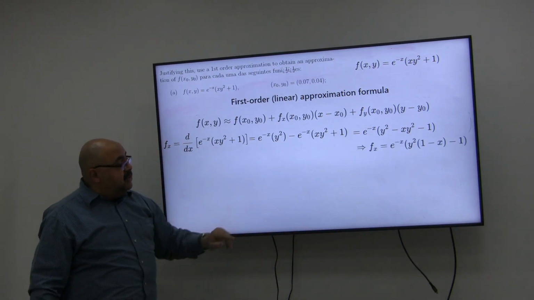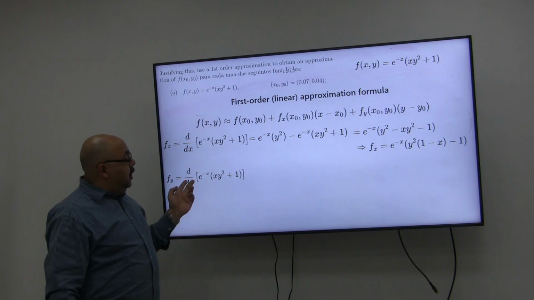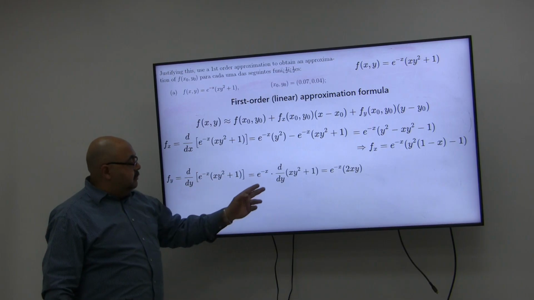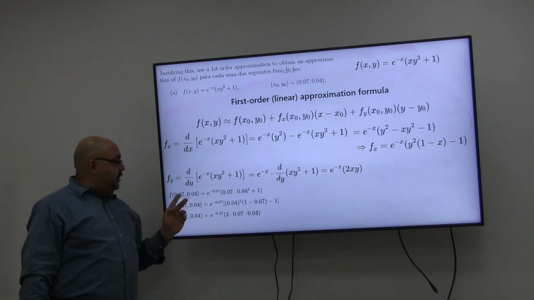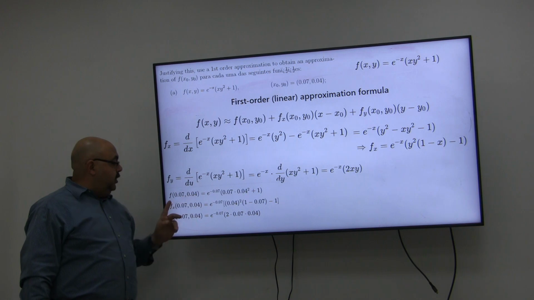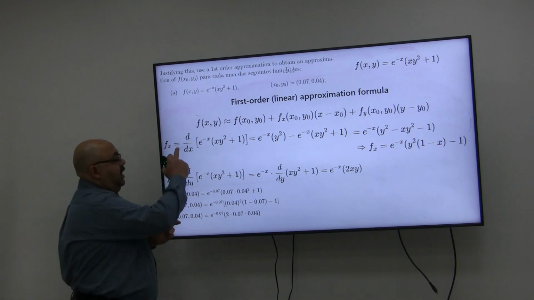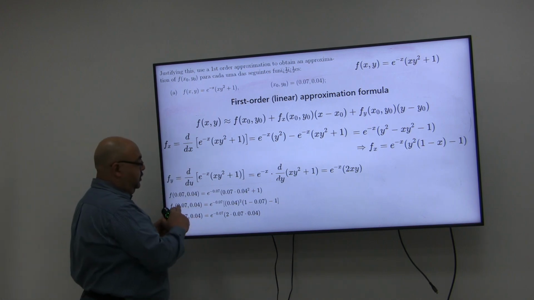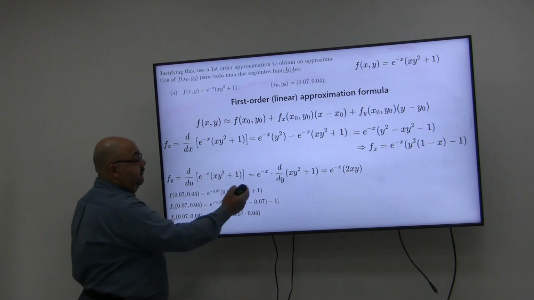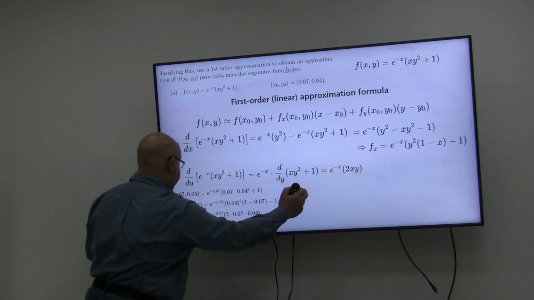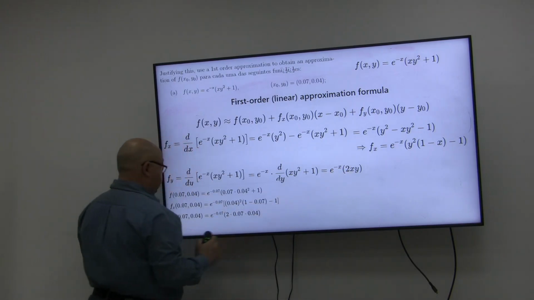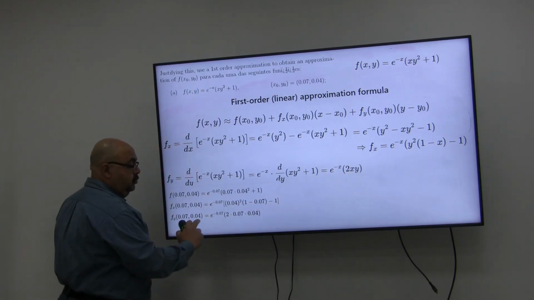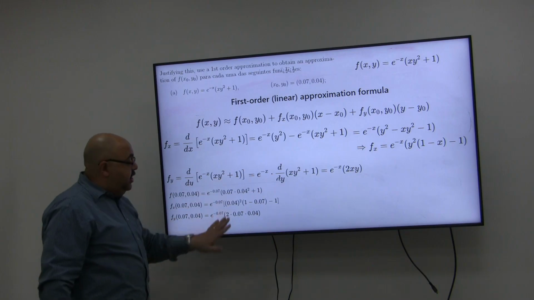So f of x, as you can see, f sub y, same way, and I will try to simplify it as much as possible. This is f of y. Then I will get f at 0.07, 0.04, f sub x at 0.07 and 0.4, this is x, that's y, and the f sub y, this relation, replacing x by 0.27 and y by 0.04. So I have their values.